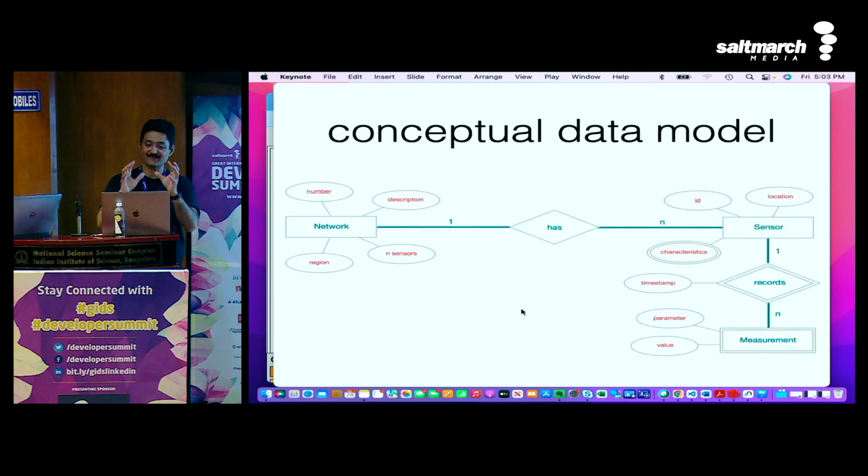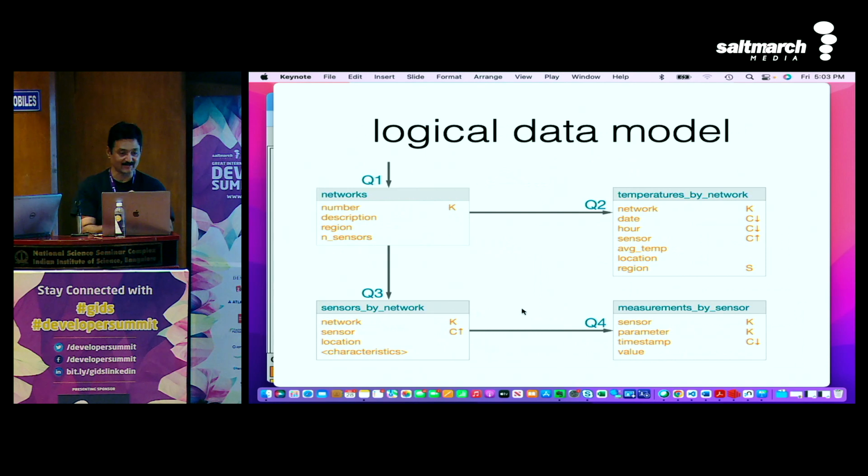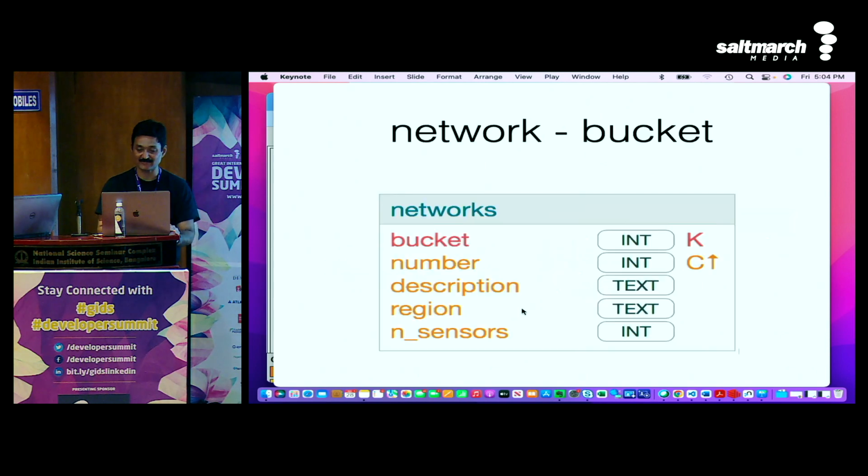What that means is a network has many sensors. So in that case, you can do the heat map, and you can find the information about all the networks in ascending order. All these queries are there. Now you come up with the logical data model. When you come up with the logical data model, look at each of them and see that, hey, this network is a small partition size and so many partitions are there.